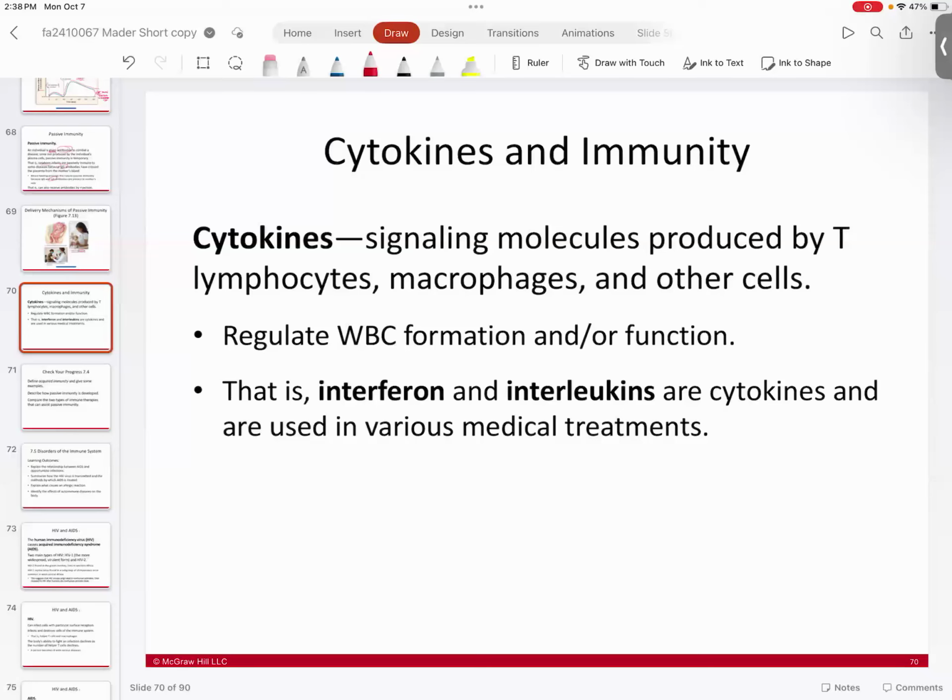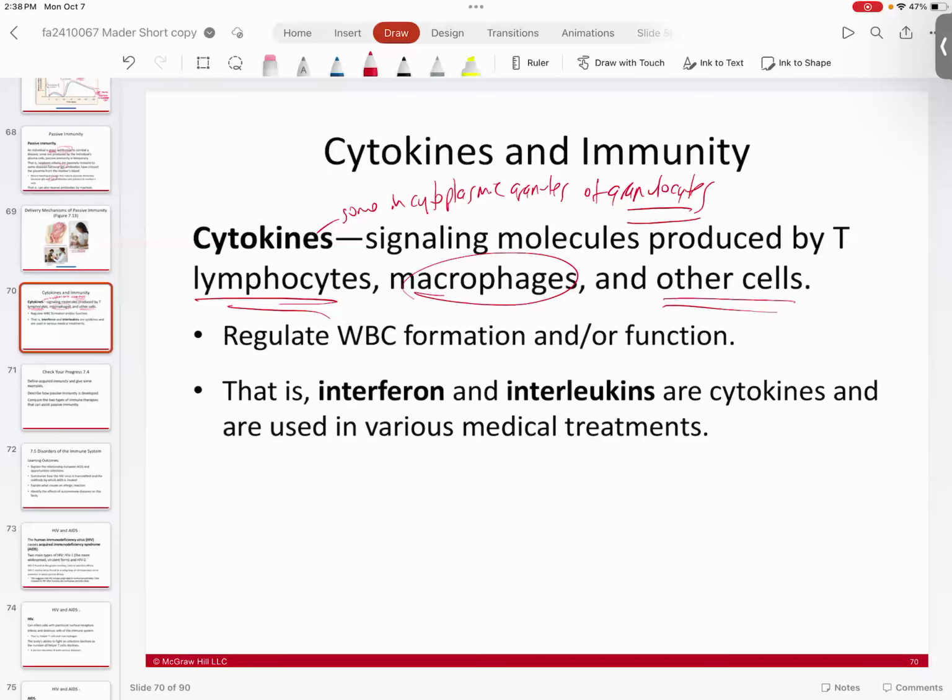And so your cytokines basically kind of pull it all together. These are the ones that are essentially regulating all of your T cell lymphocytes, your macrophages, and other cells. These are also some of the molecules that are being produced by those cytoplasmic granules of your granulocytes. So they regulate not just your T cells and your B cells, but they also regulate your other white blood cells. And they'll regulate a lot of the responses, like for instance, interferon responses of an infected viral cell, and interleukins, which are cytokines, which are basically communication molecules between white blood cells.